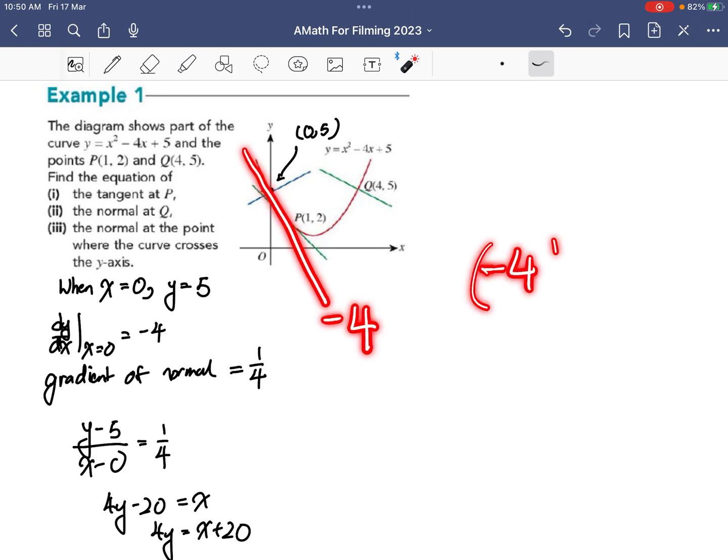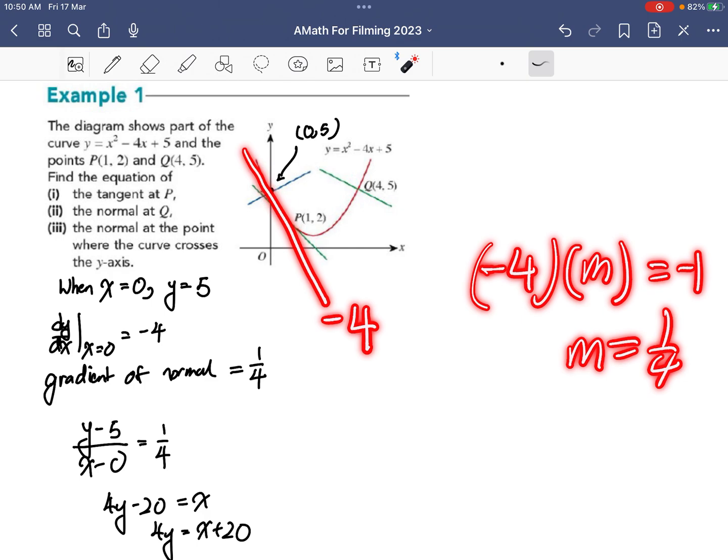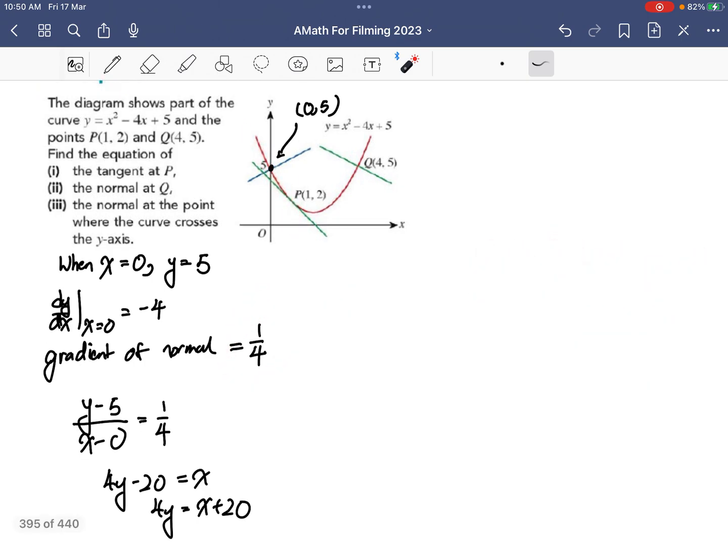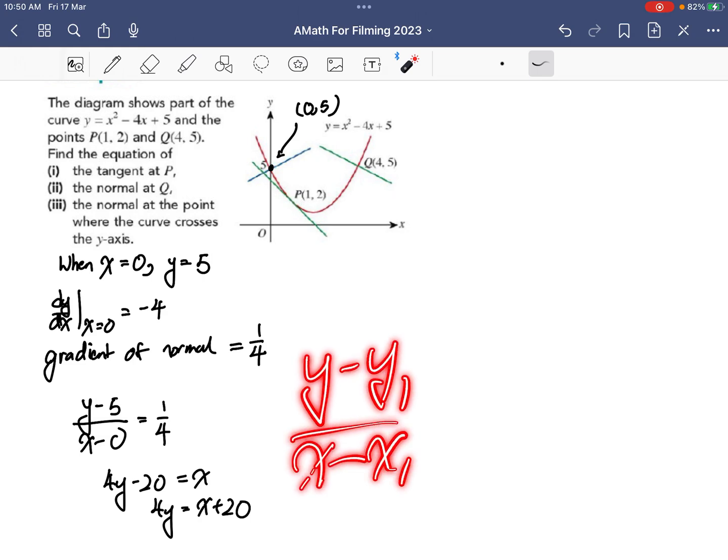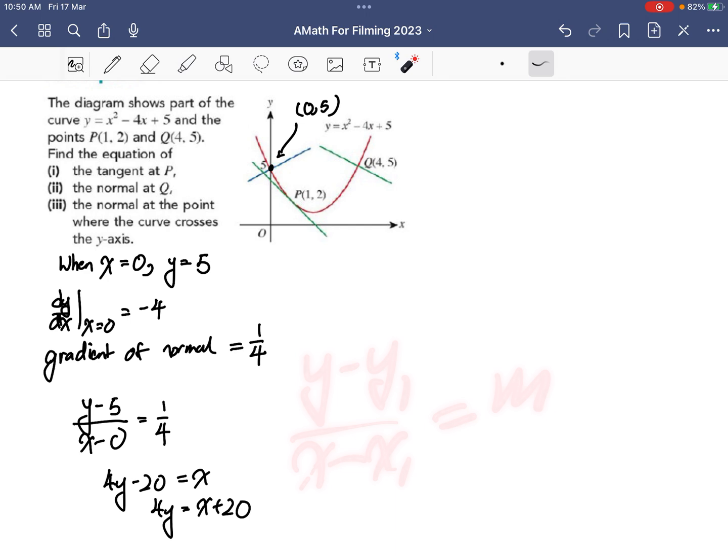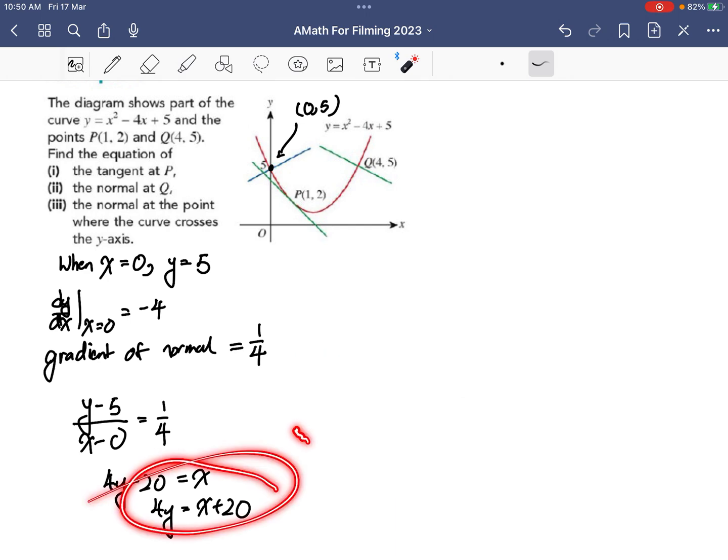So negative 4 times m, m being the gradient of the normal, I get my gradient of the normal to be 1/4. So if I substitute that in, y minus y1, x minus x1 equals m, I find that the equation of my normal at the y-axis is 4y equals x plus 20.